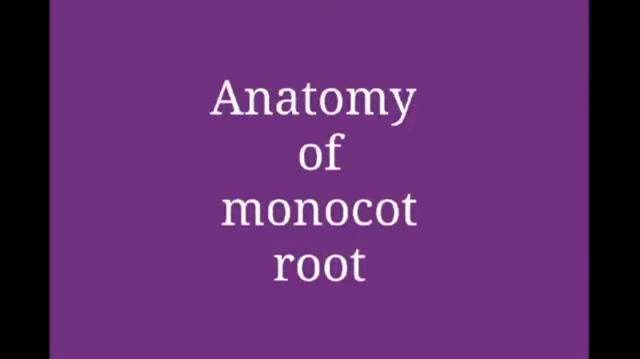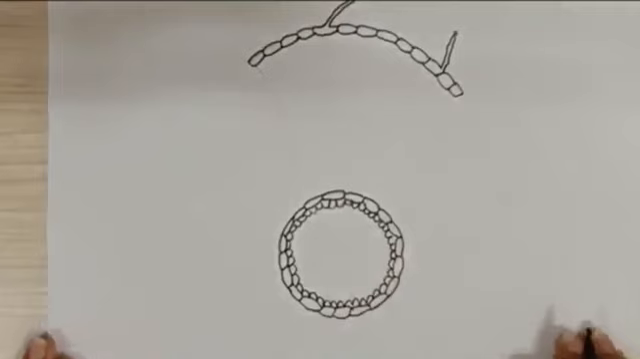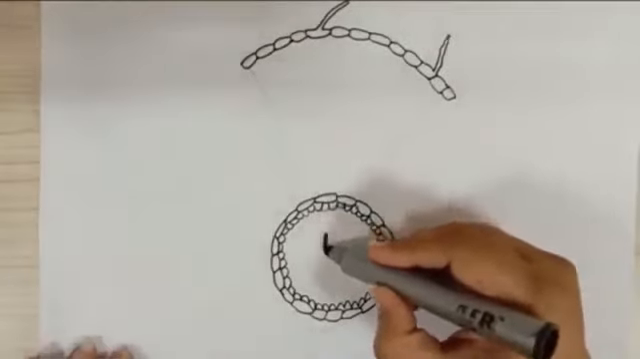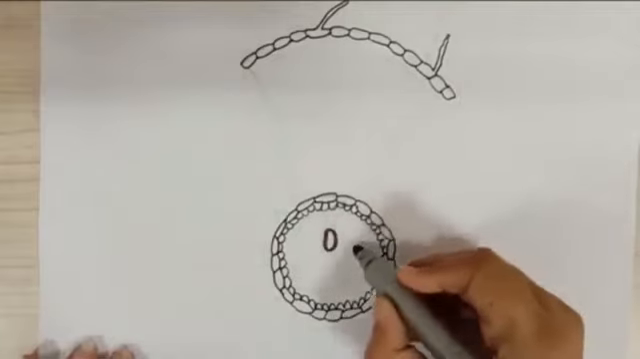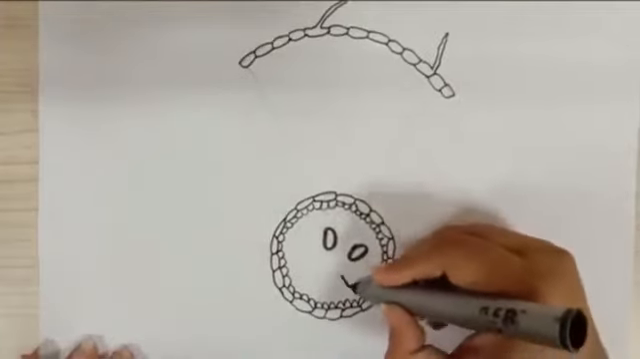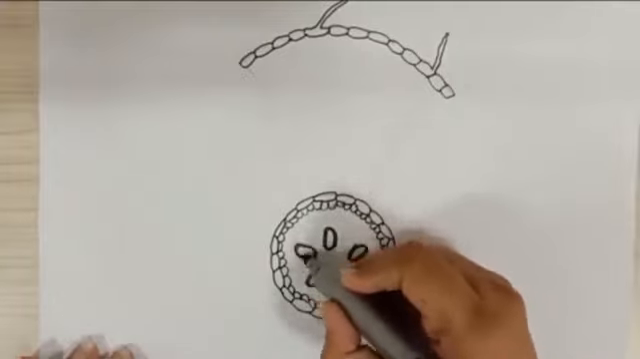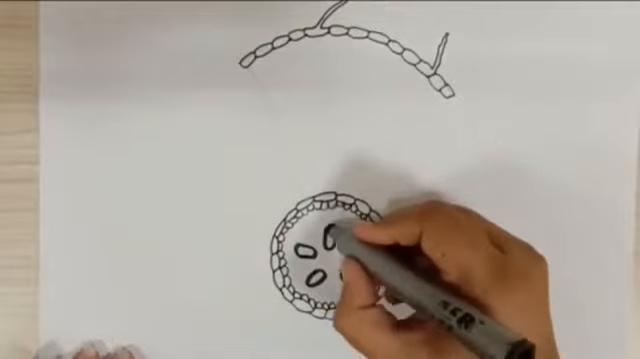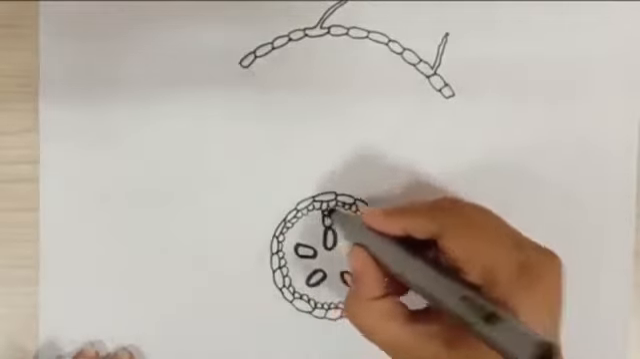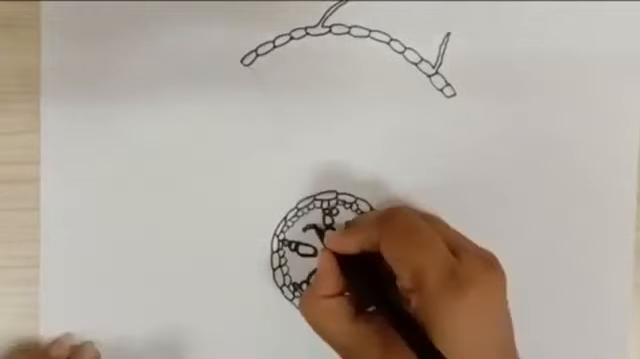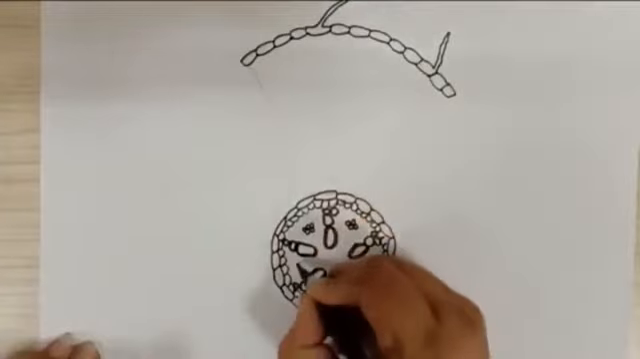Let's learn the anatomy of a monocot root. Monocot root consists of three regions: the outer epidermis, the layer between the epidermis and the vascular bundle, the ground tissue, and the innermost layer consisting of the vascular bundle. The vascular bundle is surrounded by two layers, the outer one called endodermis followed by the pericycle. Inside the vascular bundle, you can find the xylem elements drawn, arranged in a radial manner.